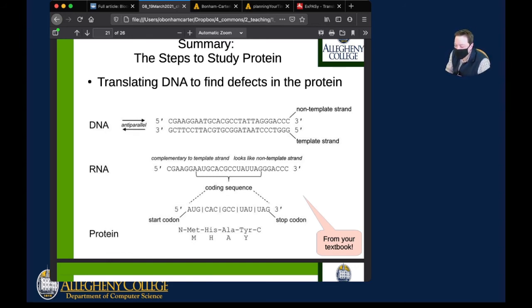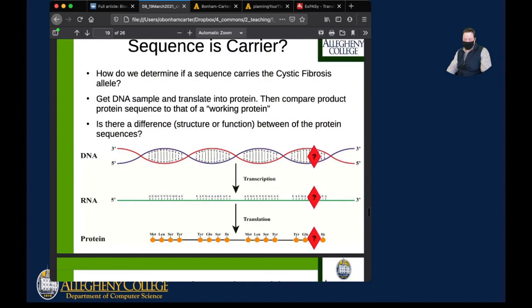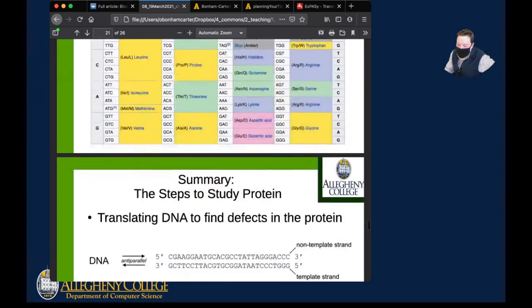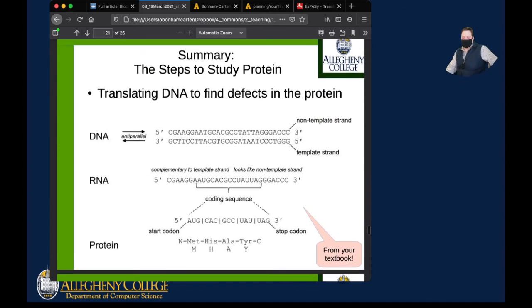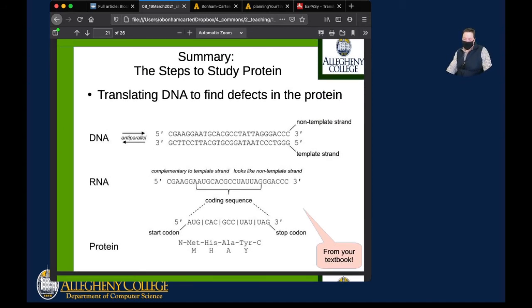I want to talk about the non-template strand and the template strand. When you're doing this experiment here, which side of the DNA do you start with to actually get that gene to determine whether or not the gene is going to make you sick? You have to start with what's called the template strand. Here's the thing: when you have DNA, you have exactly two different strands of DNA. It's like the ladder, which has the rungs and the side pieces. You have two sides on DNA.